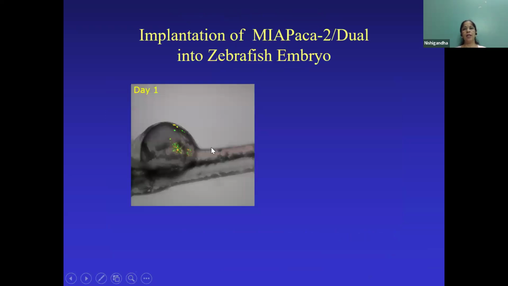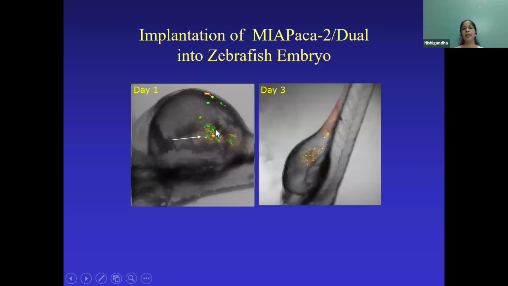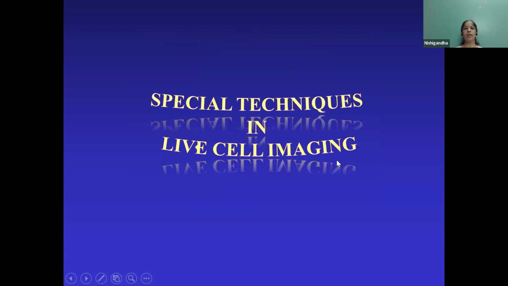You can implant, for example, another type of cells, Miyapaka, which is again pancreatic cells, in the zebrafish embryo. You can see this on day 1 where you have injected cells, and after 3 days, you can see that the cells have migrated, and not only migrated, they have increased in number also. So this is one of the advantages of having a laser confocal microscope. When you have a thick specimen like zebrafish, you can see it very clearly.